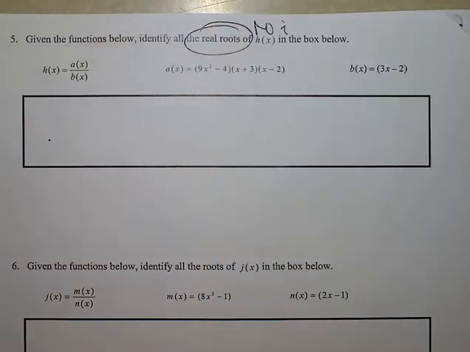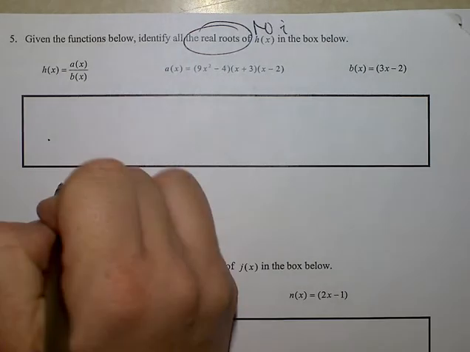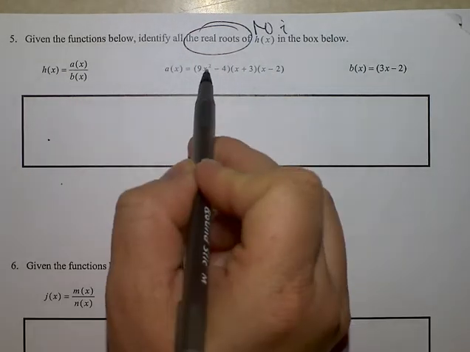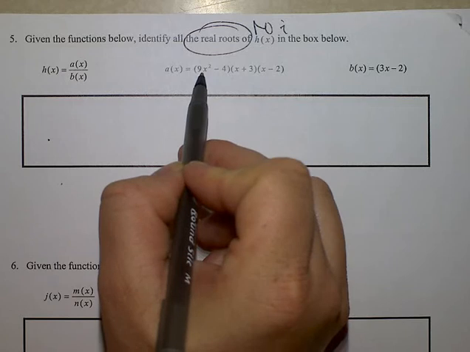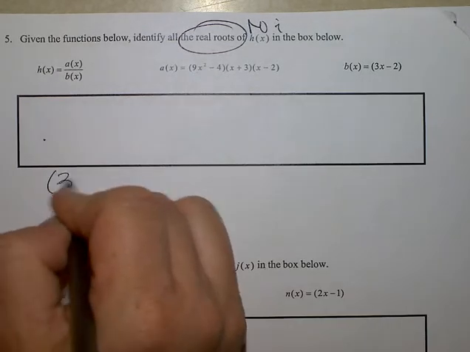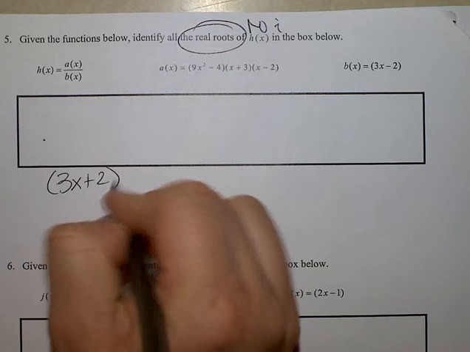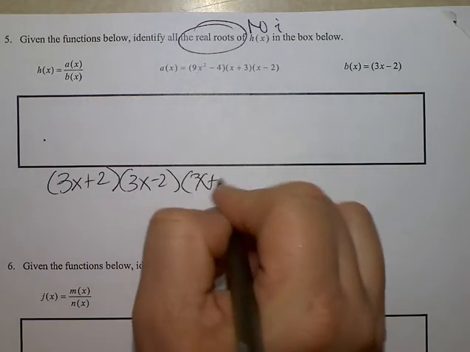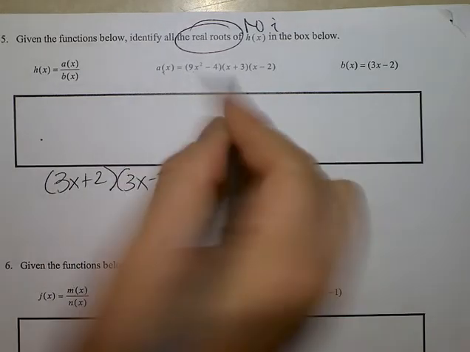So to do that, I'm going to leave this as just the answer. I'm going to put down what a is on top. And when I write this down, I'm going to ask myself, can I factor 9x squared minus 4 any further? Factors into 3x plus 2 and 3x minus 2. Then I have an x plus 3 and an x minus 2. That's a. It's on top.